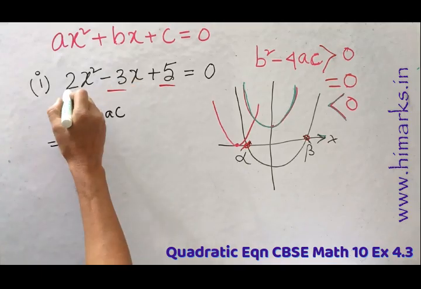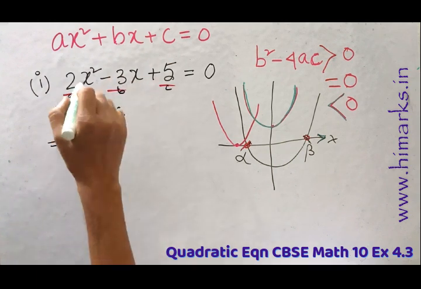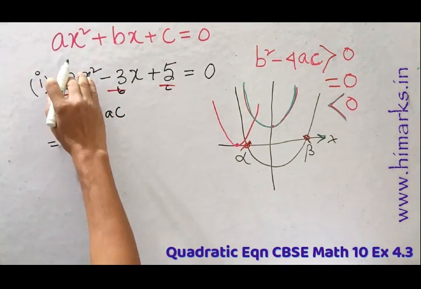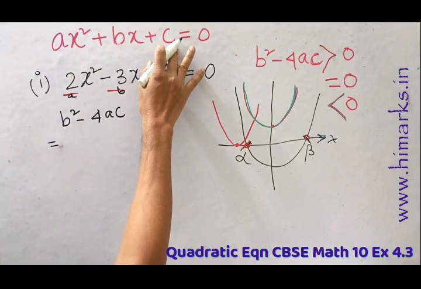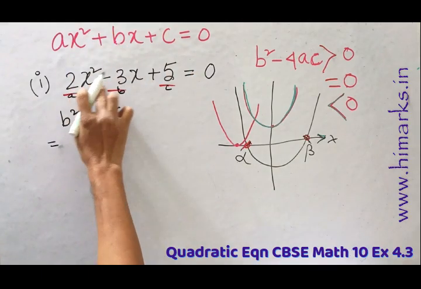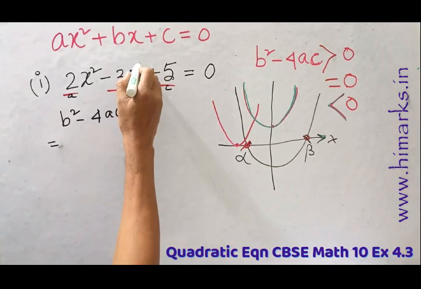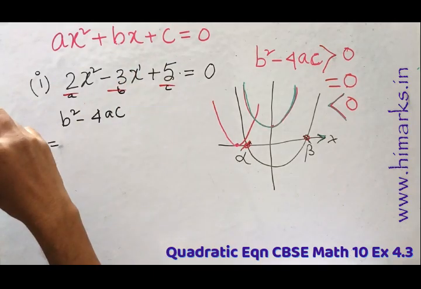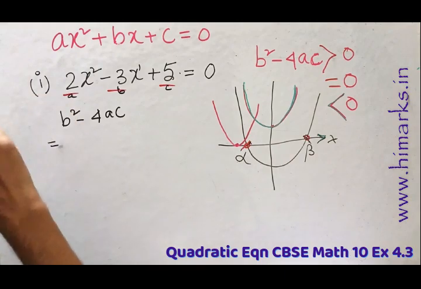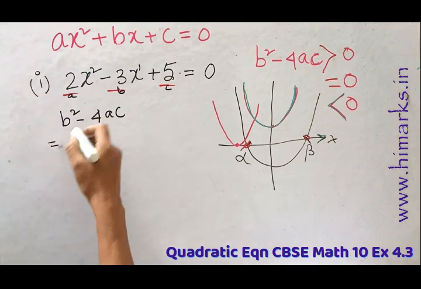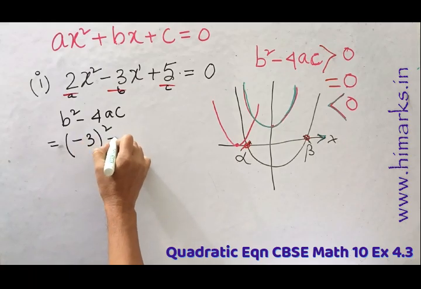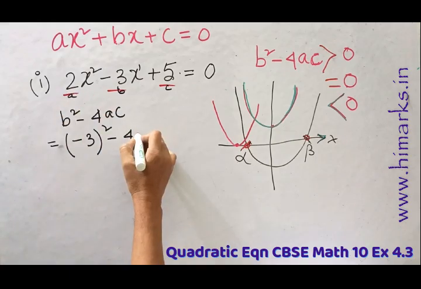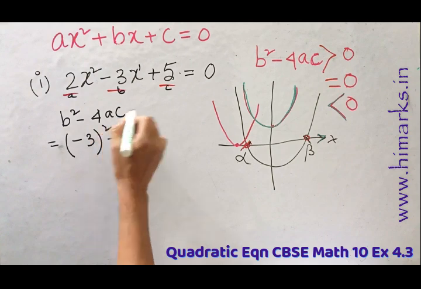We know that a, b, c. This is a, this is b, this is c. Of course, before that, the equation has to be in order. Like see here, x square, x, and then x to the power 0. Same thing here: x square, then x to the power 1, and then x to the power 0. Same way, it should be in the same order. So now b is minus 3, whole square, minus 4, a is 2 and c is 5.